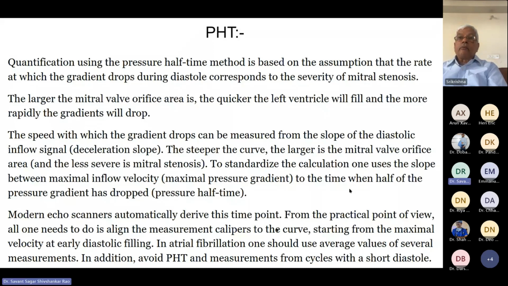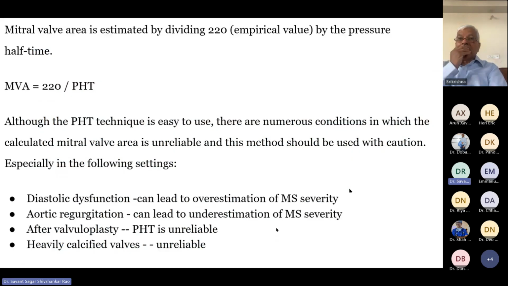So for the mitral valve area, this is the formula frequently asked: 220 divided by pressure half time will give us the mitral valve area. But this pressure half time cannot be used in conditions like diastolic dysfunction, aortic regurgitation, after valvuloplasty, and heavily calcified valves.